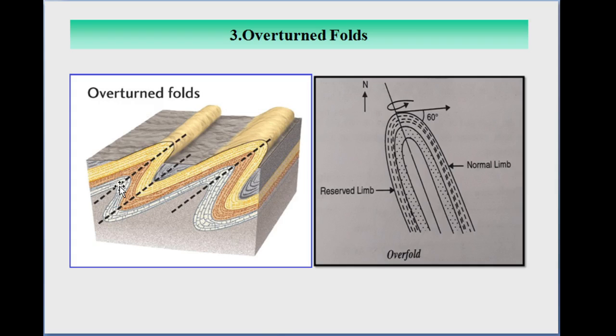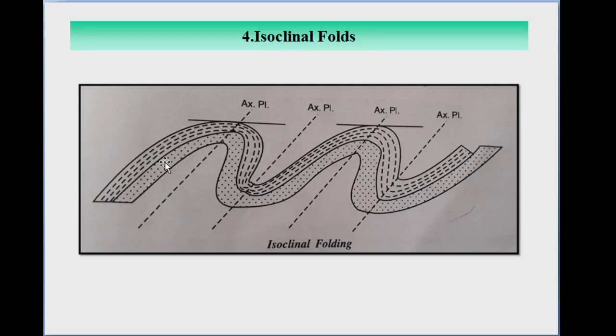This is an overturned fold, where both the limbs are dipping essentially in the same direction. Then such a type of fold is called an overturned fold. The next type of fold is an isoclinal fold.